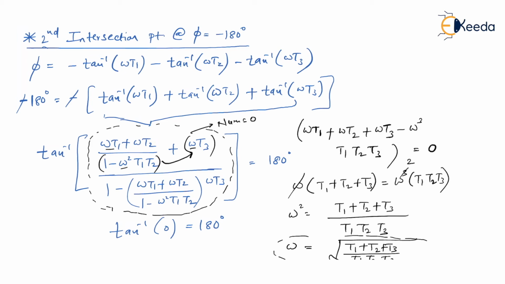So this is how you should get the value of omega. If I substitute this omega in the magnitude expression, then I'll get the magnitude present at that second intersection point, that is when my polar plot is crossing minus 180 degree. I'm sure you have understood this.